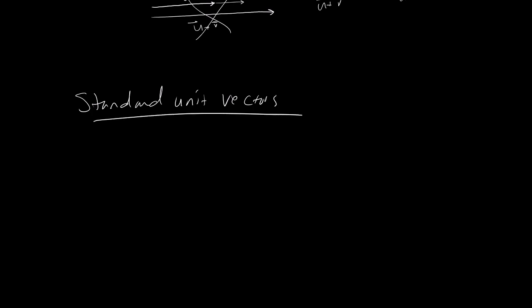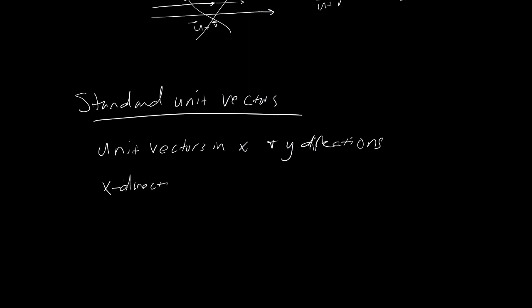Okay, so these are the unit vectors in the x direction and the y direction. Handwriting has deteriorated entirely. There we go. So the unit vectors in the x and y directions. In the x direction, we call it i. So there's our i vector.